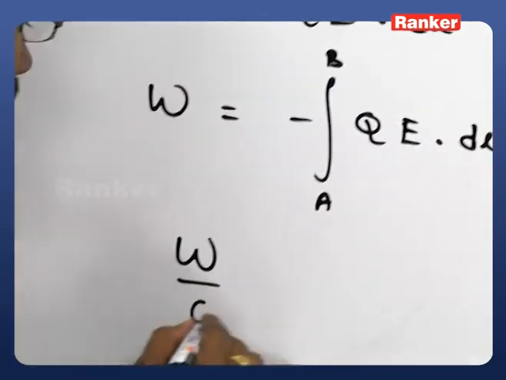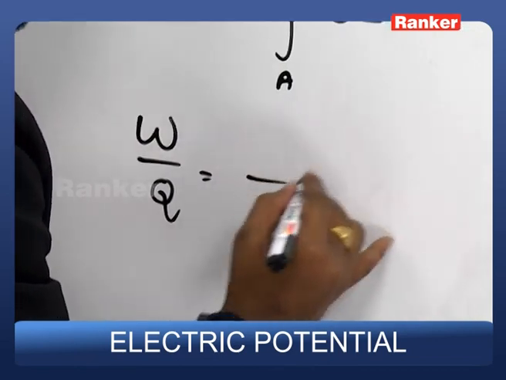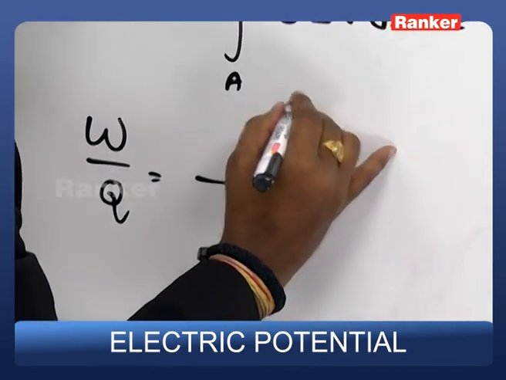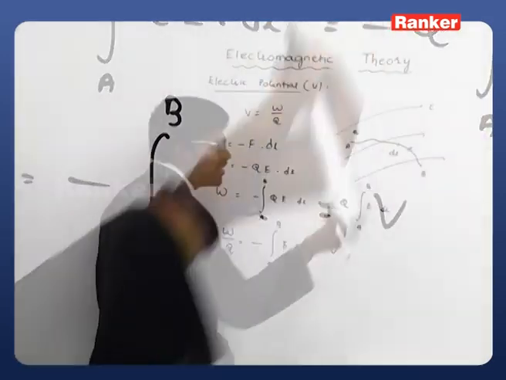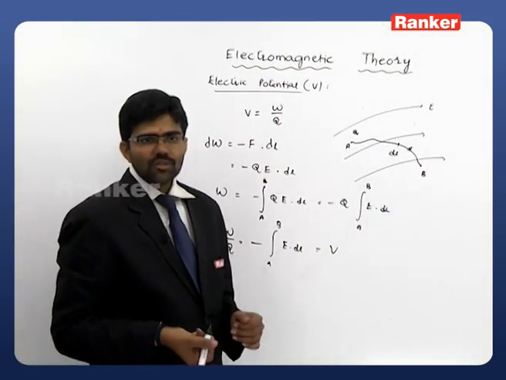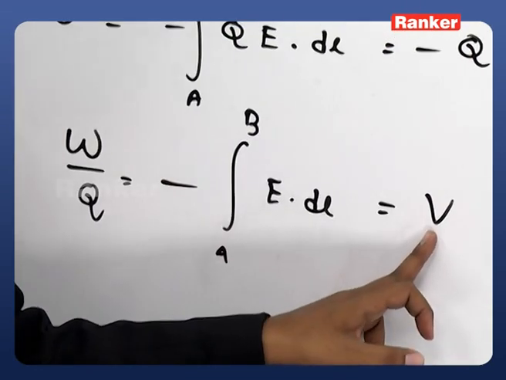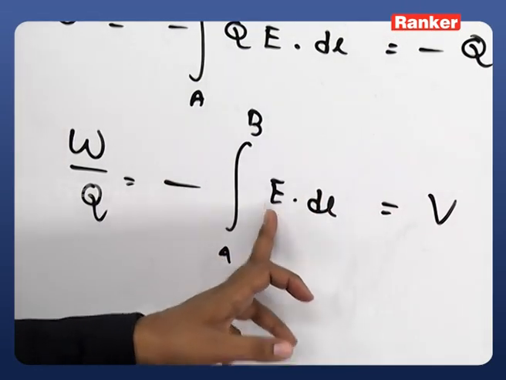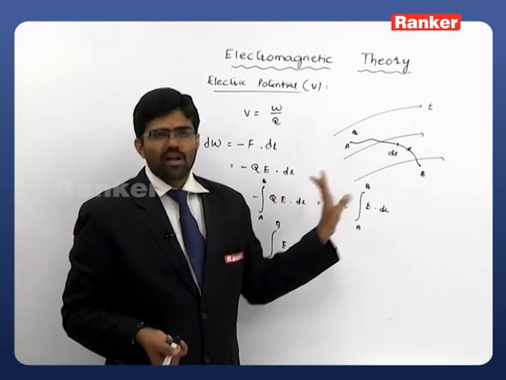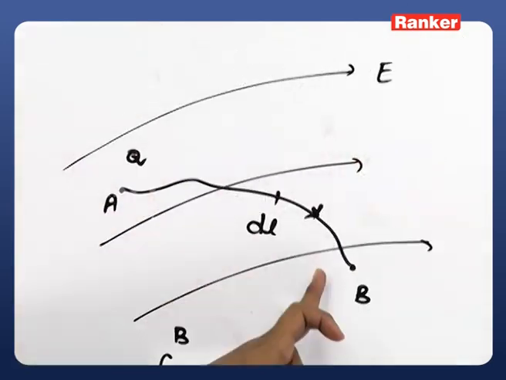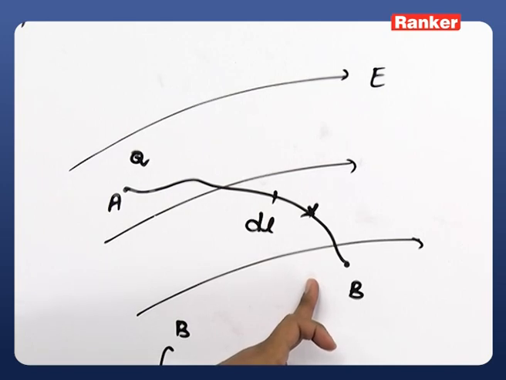So work done per charge, which is nothing but minus integral A to B E dot dl. This is nothing but the potential that we defined. So here clearly the potential V is nothing but the total electric field intensity multiplied with the distance over which the charge travelled, that is from point A to point B. Nothing more than that. It's a very simple one.